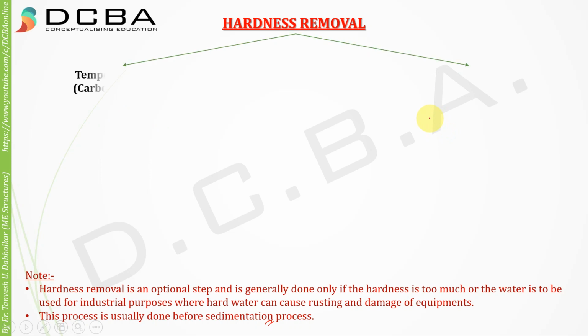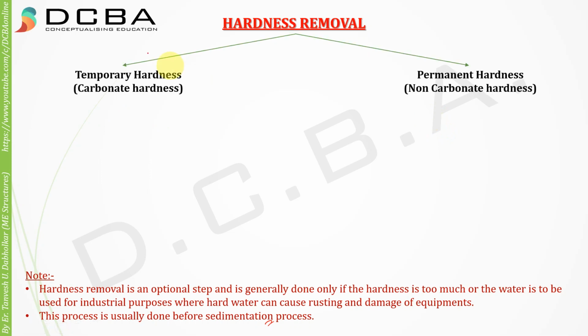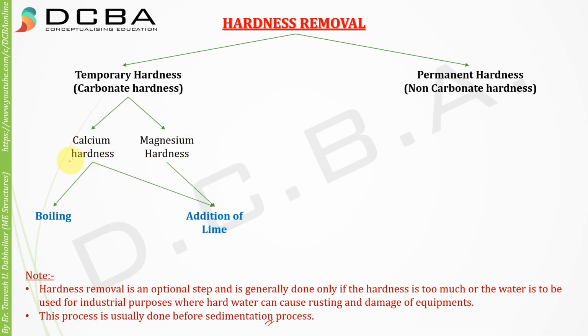Now hardness is generally of two types. First is temporary hardness and the second one is permanent hardness. Temporary hardness is also called carbonate hardness, and permanent hardness is also called non-carbonate hardness. Temporary hardness is again majorly of calcium hardness and magnesium hardness. Calcium hardness can be removed by boiling, but magnesium hardness cannot be removed by boiling.